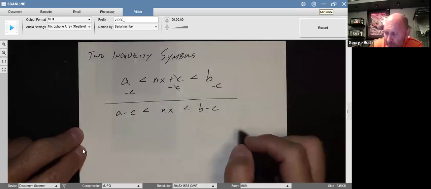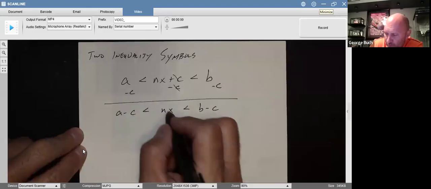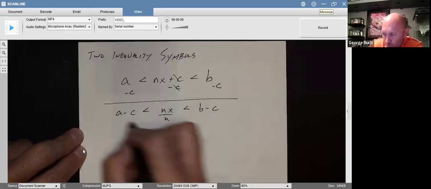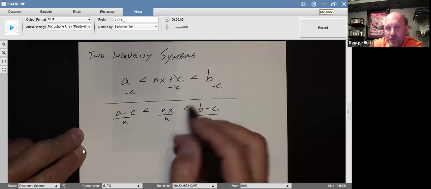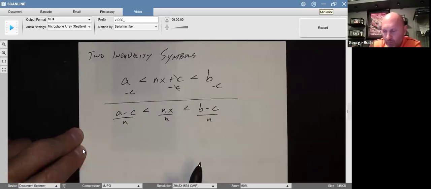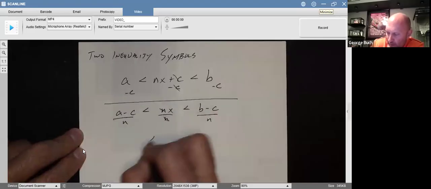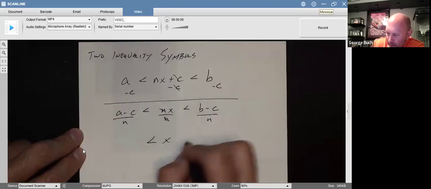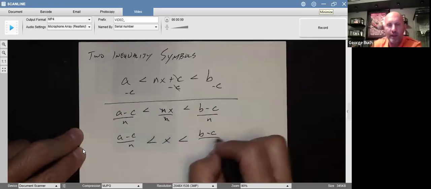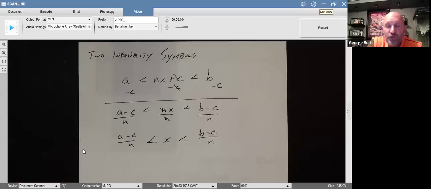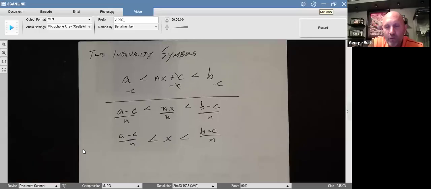But again, I want to get the n by itself. So I divide everything by n, and the rule still applies. If this is a negative number, I have to switch both of these inequality symbols. So the n's cancel out, and we get x is between a minus c over n and b minus c over n. So it's like we're solving two linear inequalities at once when we have those three pieces.